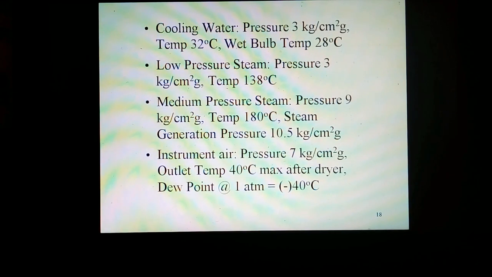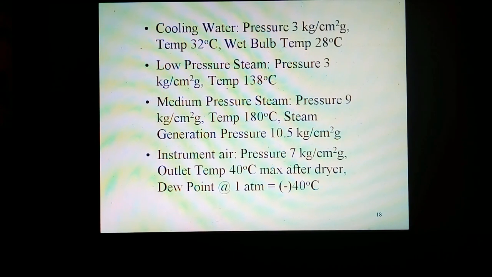Cooling water at a pressure of 3 kilograms per square centimeter gauge and at a temperature of 32 degrees centigrade, and wet bulb temperature of 28 degrees centigrade. Low pressure steam at a pressure of 3 kilograms per square centimeter gauge and at a temperature of 138 degrees centigrade. Medium pressure steam at a pressure of 9 kilograms per square centimeter gauge and at a temperature of 180 degrees centigrade. Steam generation pressure of 10.5 kilograms per square centimeter gauge.